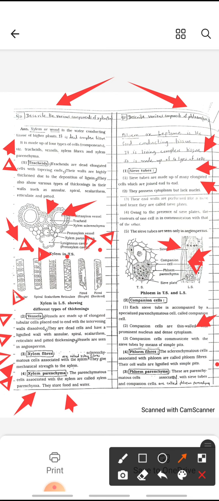The next one is phloem fibers. Sclerenchyma cells associated with phloem are called phloem fibers or phloem sclerenchyma. Their walls are lignified with simple pits. The next one is phloem parenchyma. These are parenchymatous cells associated with sieve tubes and companion cells, called phloem parenchyma. So these are phloem parenchyma cells.